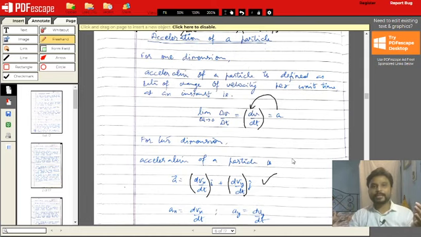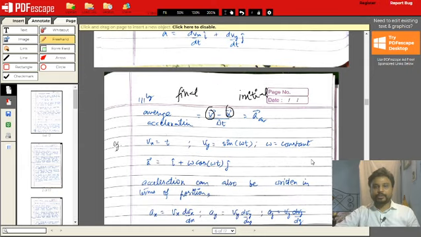For velocity, we said that you have to differentiate the position of the particle with respect to time, the x position, put an i cap, plus differentiate the y coordinate with respect to time, put a j cap, and that whole vector becomes the velocity vector. In the same way, the acceleration vector is also defined.